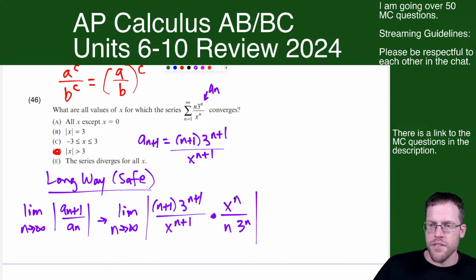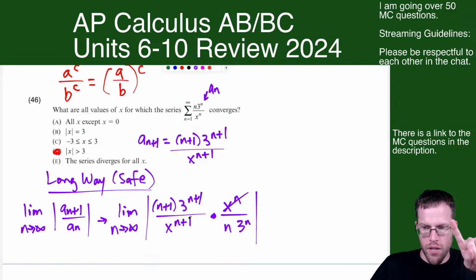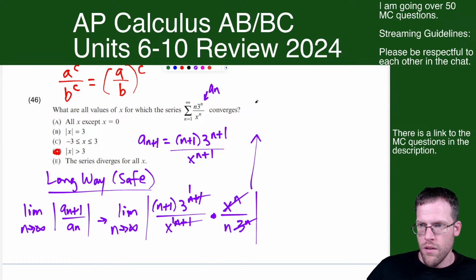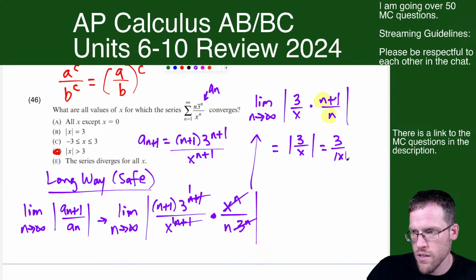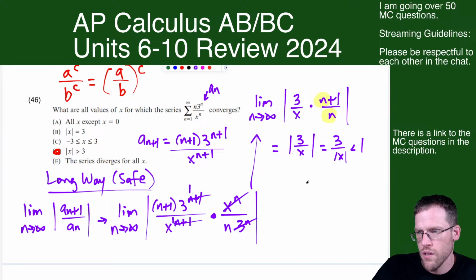Now algebra. x to the n versus x to the n plus 1: this wins by 1, so it cancels out, leaving x to the first. 3 to the n plus 1 versus 3 to the n: the top wins by 1. So now the limit as n goes to infinity of 3 over x times n plus 1 over n. Notice what happens here: n over n, the leading terms, as we go to infinity this part goes to 1. So I get the absolute value of 3 over x, which is 3 over absolute value x, and I need that to be less than 1. It's the same argument: this fraction will be less than 1 when the absolute value of x is greater than the numerator. So definitely D.